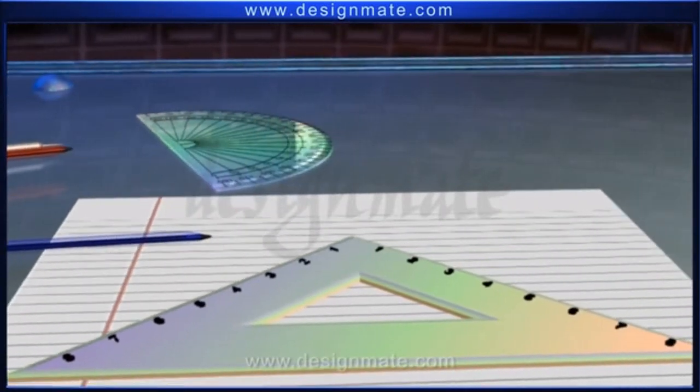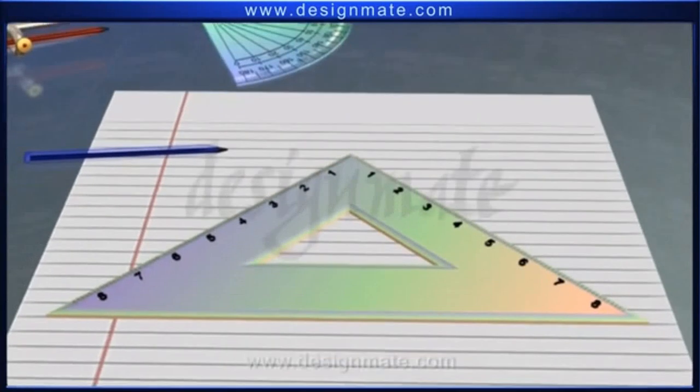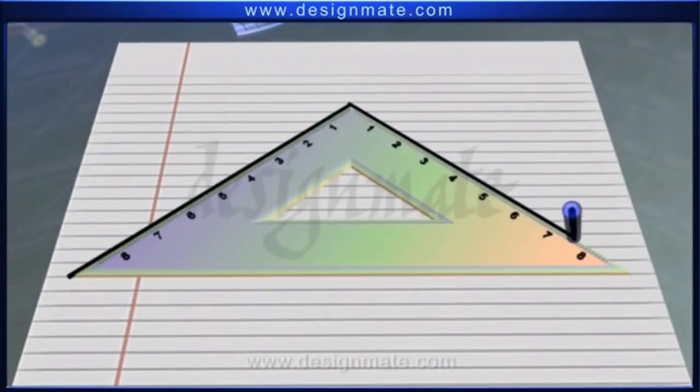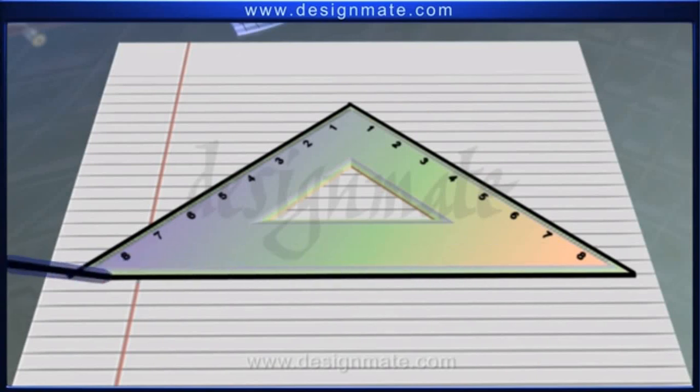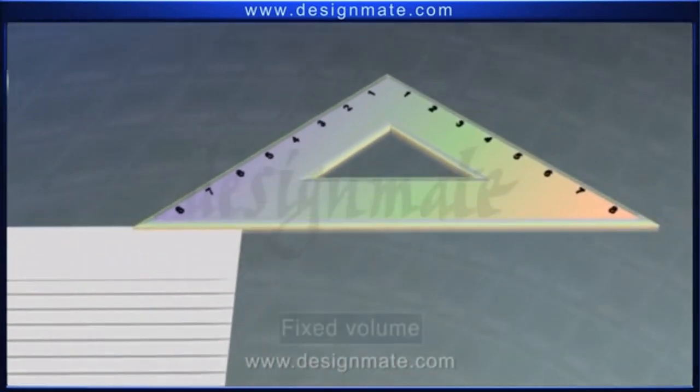Take one of these objects like a set square or a protractor. Sketch the shape of this object in your notebook by moving a pencil over them. We can see that all of these have a definite shape and possess a fixed volume.